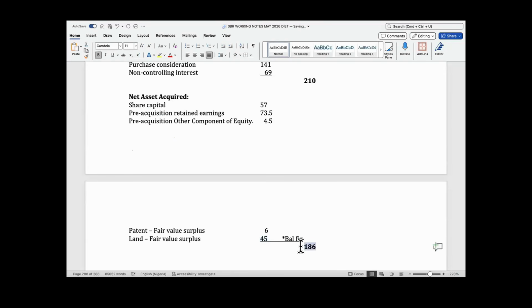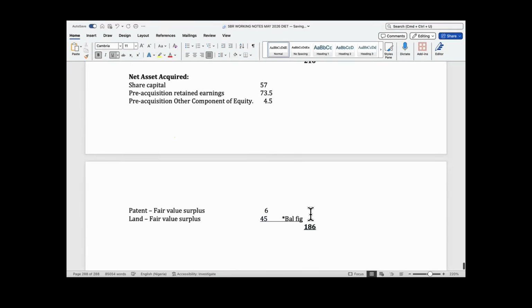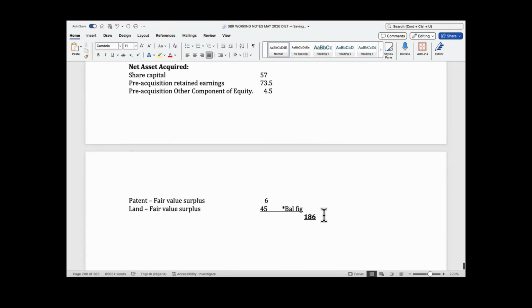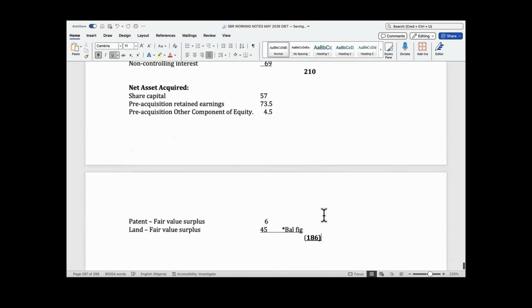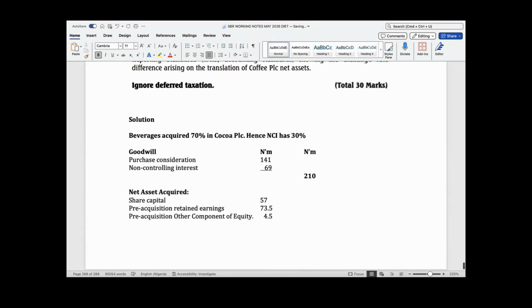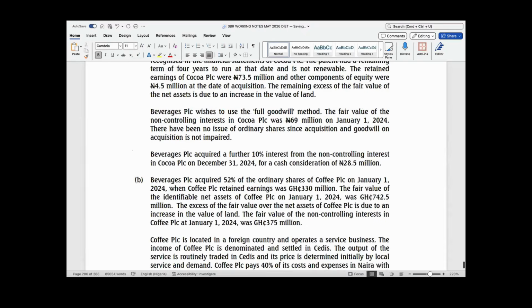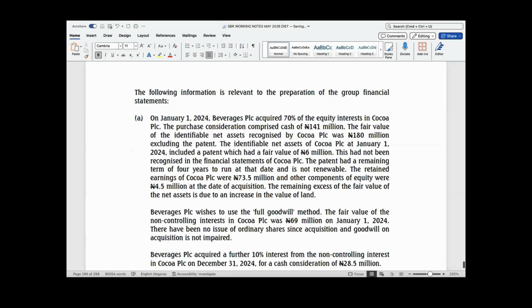So let's get the value of my goodwill. What is 210 minus 186? What does that give me? 24. That's my goodwill. And that's what this first paragraph is doing for me, first and second paragraph.